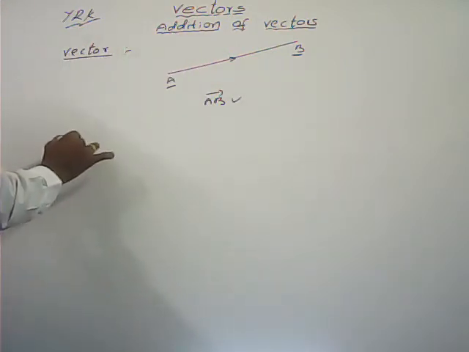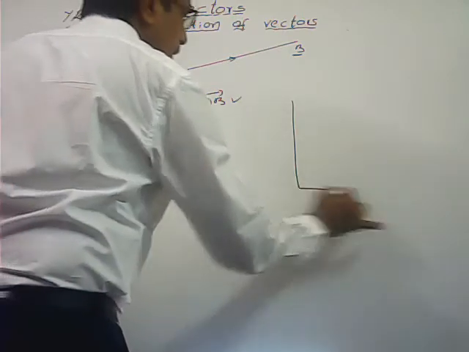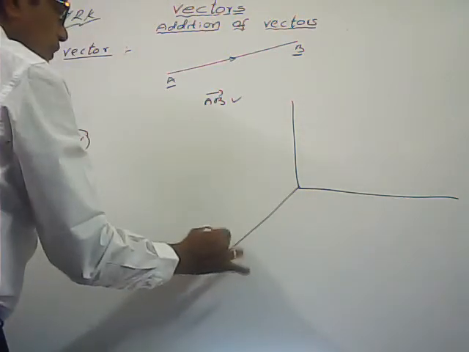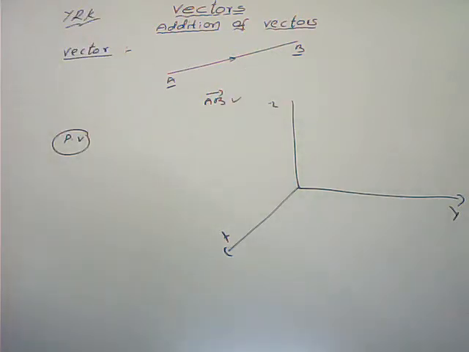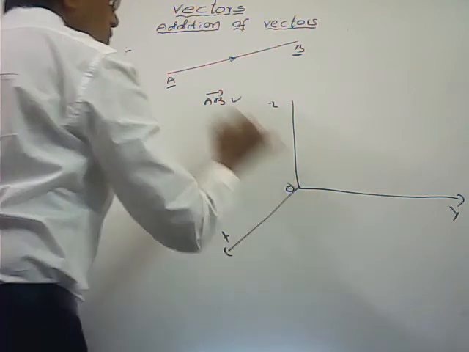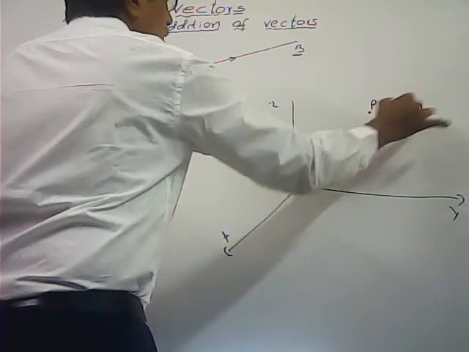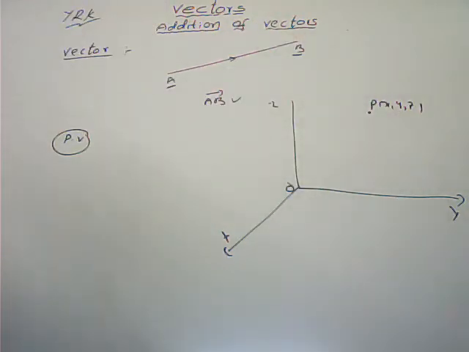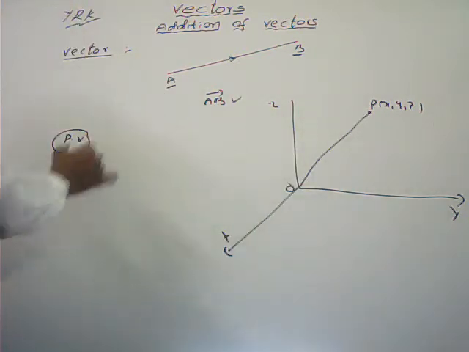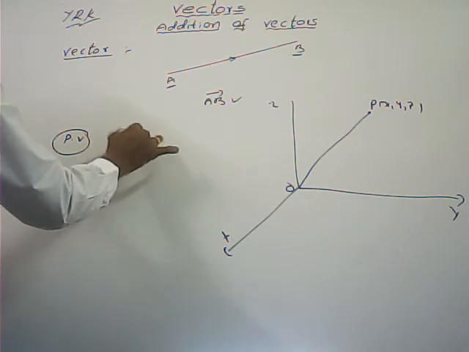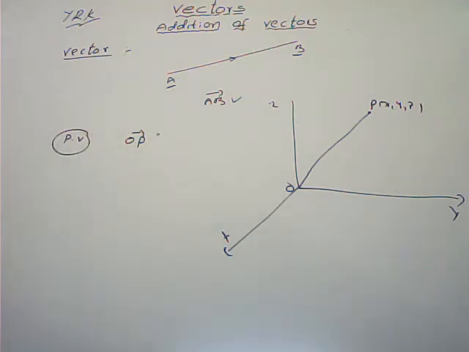Now what is the position vector? In space you can take any point x, y, z. Here three axes are there, x, y, z, mutually perpendicular. Here O is the origin. You can take any point P in the space, with coordinates x, y, z. Now the position of P with respect to the origin we say OP bar. The position vector of P with respect to the origin we say OP bar.